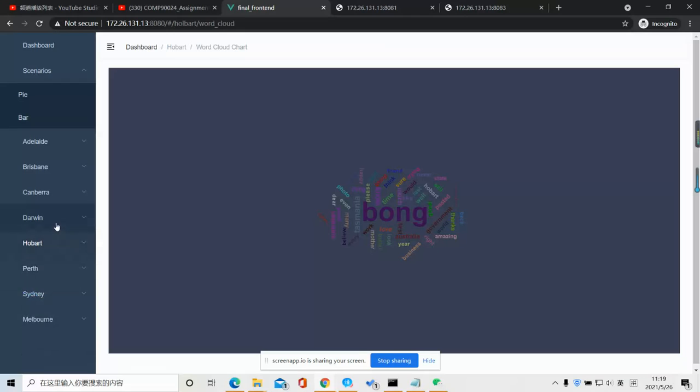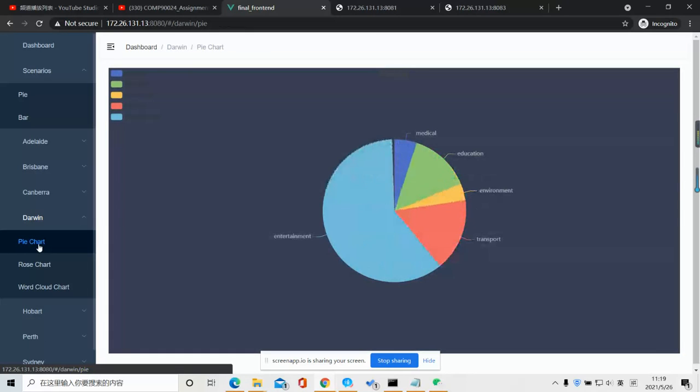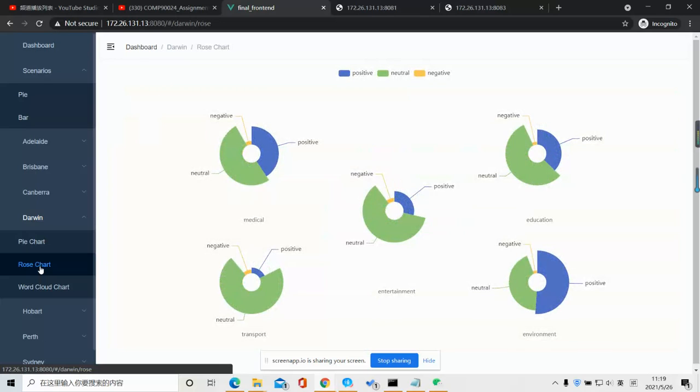in Hobart. And then Darwin, a city with very few tweets we collected. It's interesting to notice that in Darwin, more than half of the tweets are positive about the environment. Maybe that's just a really nice place, really nice environment.